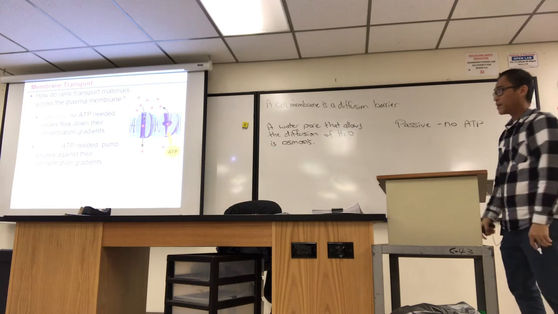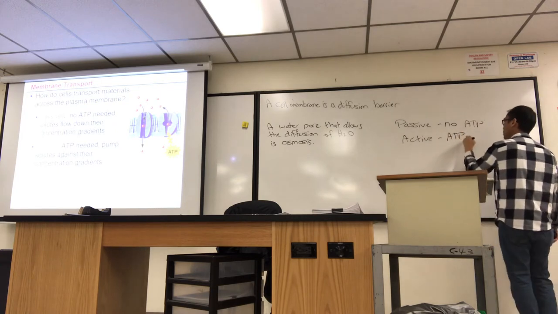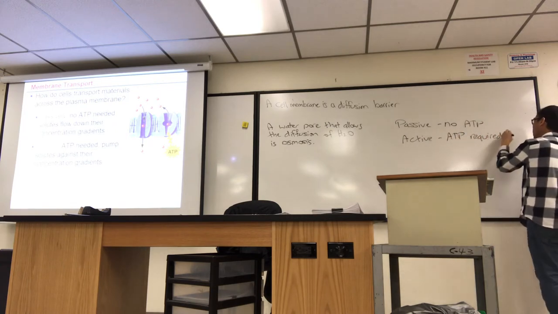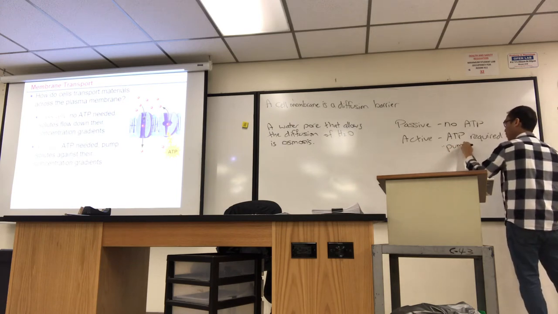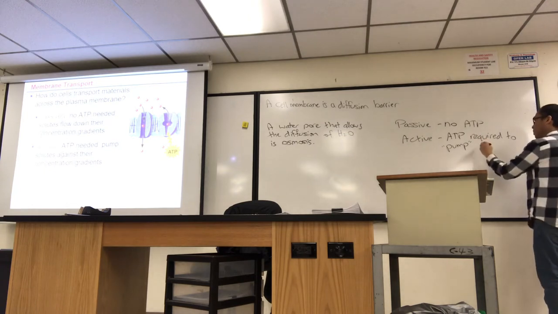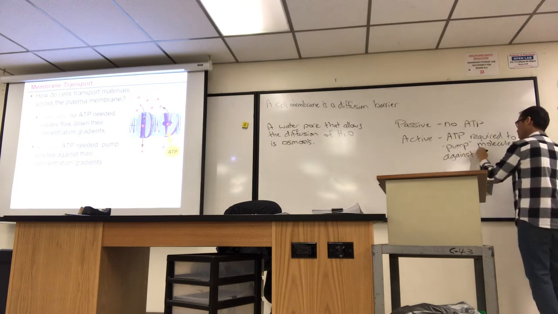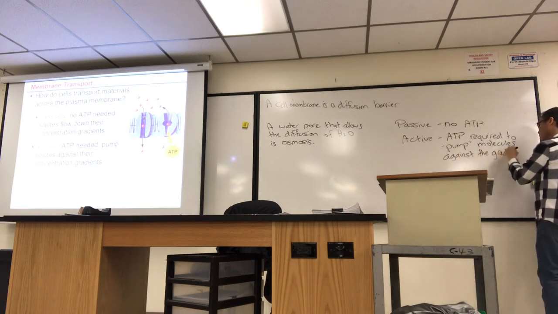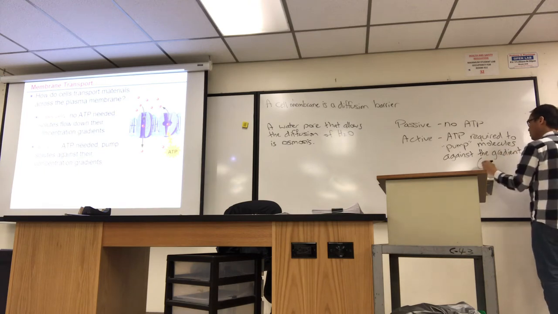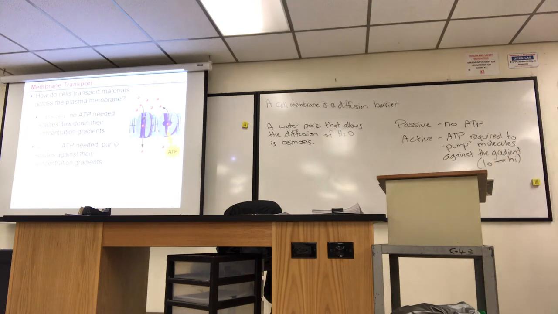Now, sometimes you do want to do that, as active transport, passive or active. ATP required to pump. I'm going to put pump in quotes. Usually when I see pump in biology books, it implies active transport. It implies ATP is being utilized to pump against the gradient. ATP required to pump molecules against their concentration gradients. Against the gradient. So that will be from, instead of high to low, it will be get it from a lower area to an area of higher concentration. So that's against the gradient.